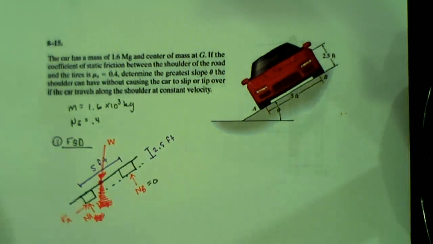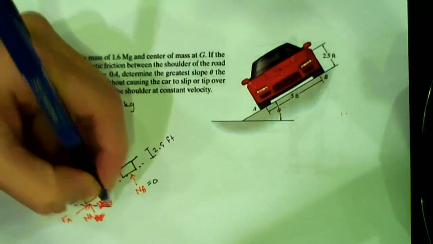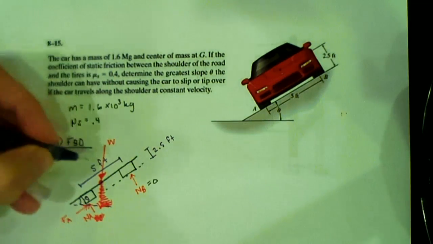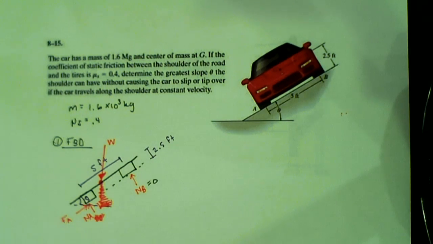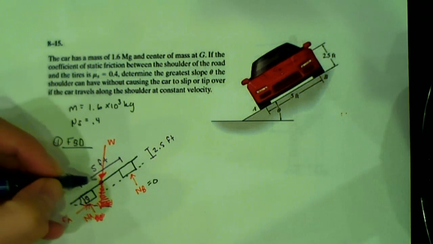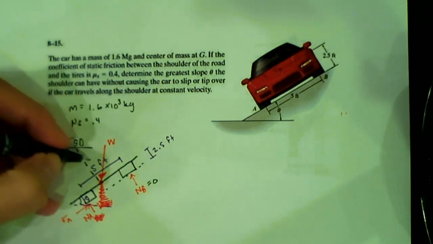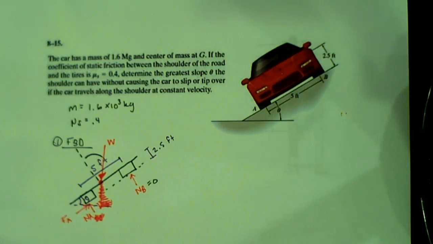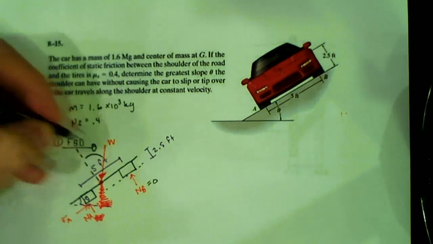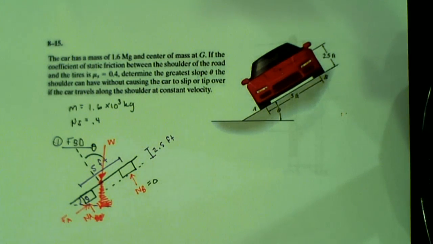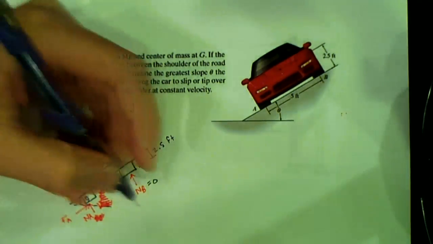Right. So let's see. This angle right there, there's our theta. I'm going to use a tilted axis for this. If I draw a line perpendicular to that, what is this angle here? Good, that's also theta. So I need that to convert W for my tilted axes. So first thing we're going to look at is tipping for this.